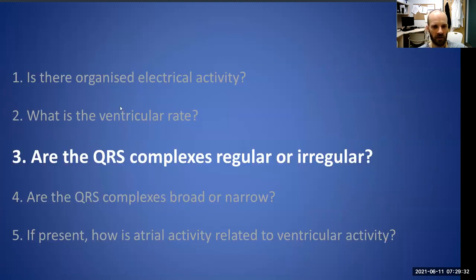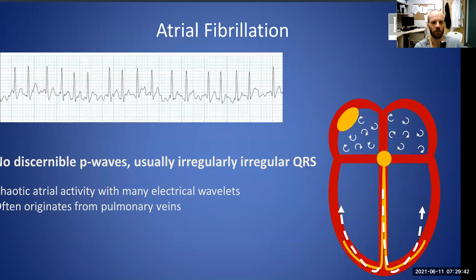So we've looked at organized electrical activity, we've looked at the rate, we've looked at whether complexes are regular or irregular. So the big abnormal heart rhythm that's really, really common, that leads to an irregular QRS complex, is something that's called atrial fibrillation. So we've got this word here, fibrillation again. Fibrillation meaning a quivering. We talked about that in terms of ventricular fibrillation before, where it's the ventricles that were quivering. In this case, it's the atria that are quivering.